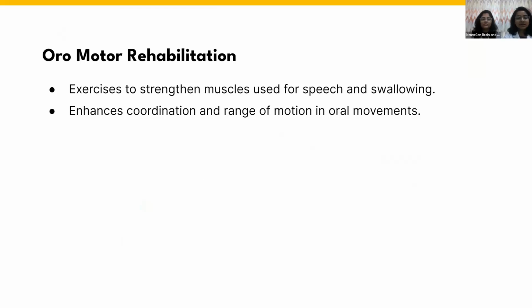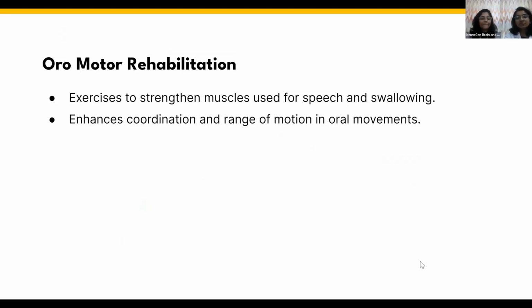So the main treatment or management that can be done for cerebral palsy is oromotor rehabilitation. So here, what exactly is done in oromotor rehabilitation? We give them exercises to strengthen the muscles that are used for both speech and swallowing, as they will be having deficits in both speech and swallowing. And this would in turn enhance the coordination and the range of motion in the oral movements.